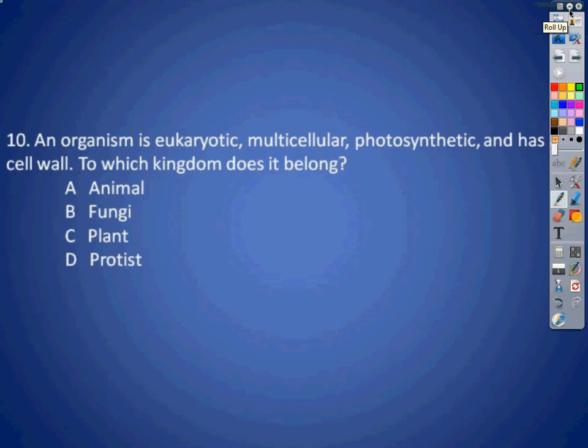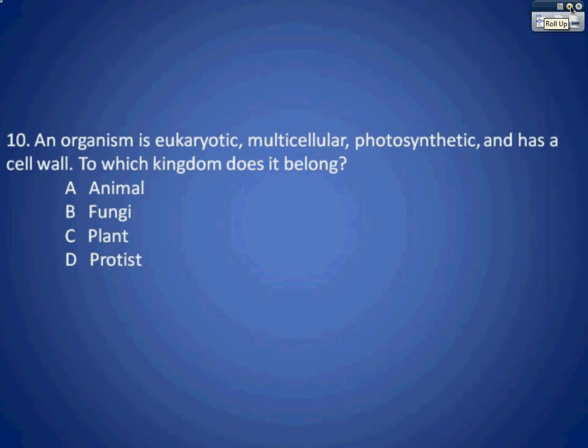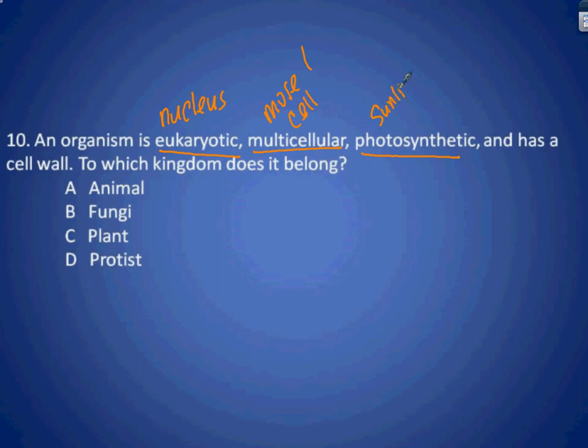All right, last question of this quiz. It's a pretty short one. An organism is eukaryotic. Again, that means what? Has a nucleus. Multicellular, more than one cell. Photosynthetic, sunlight. And has a cell wall. To which kingdom does it belong?